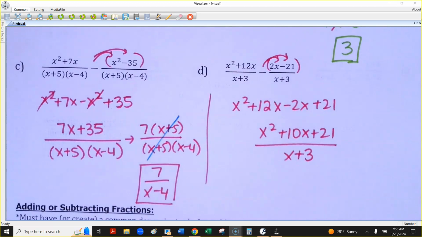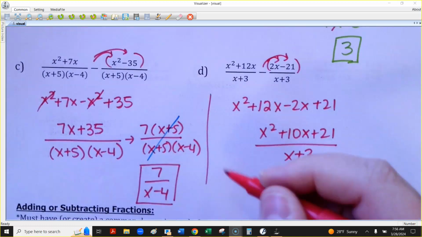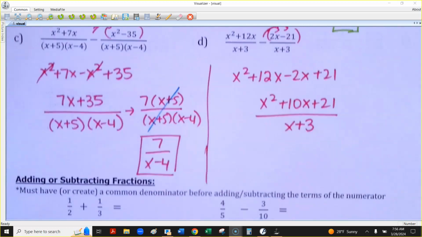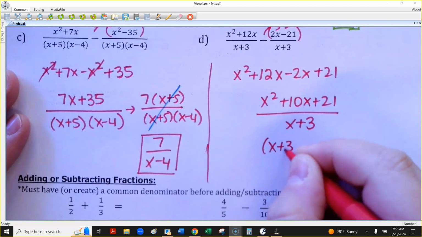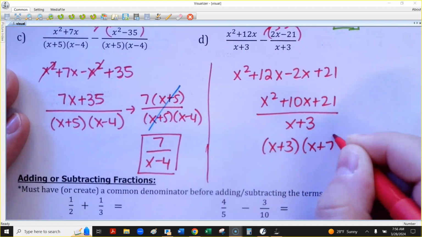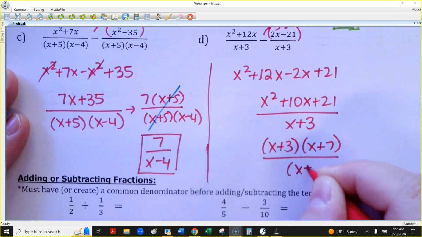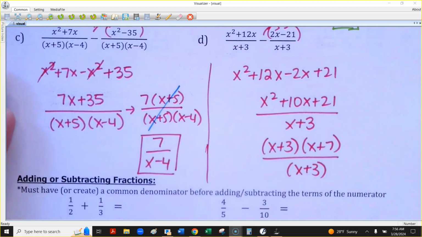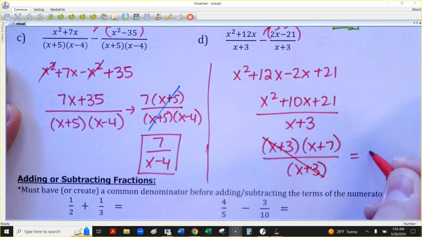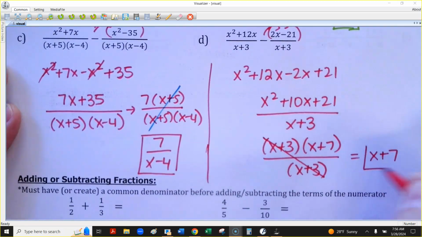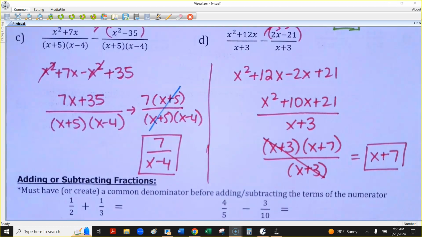Now, before I write that as my answer, can I factor the top, the x squared plus 10x plus 21? Could you think of two numbers you'd multiply, they'd give you 21, add, they'd get you 10? Yes. Okay. So factored form at the top of that, x plus 3, x plus 7, and that happens to match up with our denominator. So because the x plus 3's match, these cancel, and you don't even have a fraction anymore, the answer would just be x plus 7. Is anybody having a question?